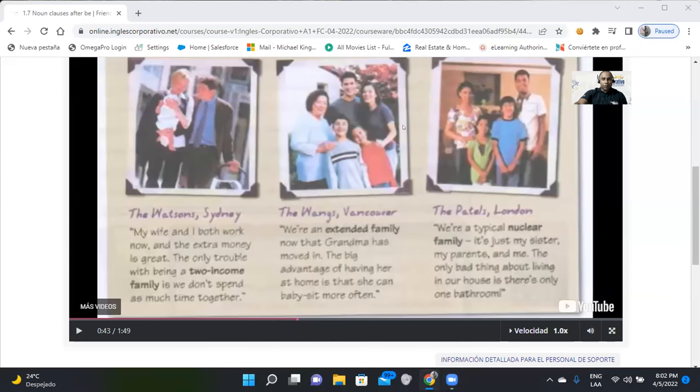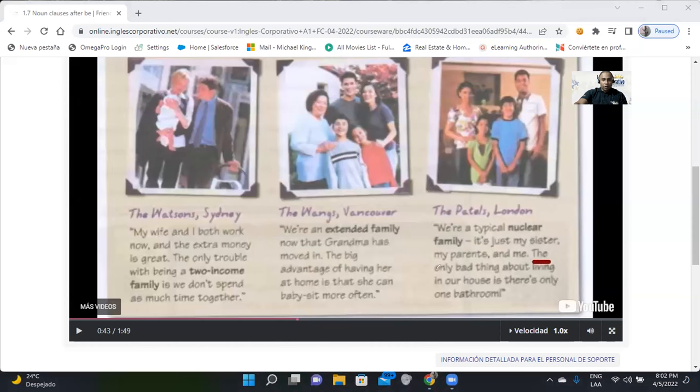So here I want you to notice that it says, the only bad thing about living in our house is there's only one bathroom. Do you see that? Here? Yes. The big advantage of having her at home is that she can babysit more often. And here on the last one, where it says, the only trouble with being a two-income family is we don't spend as much time together.